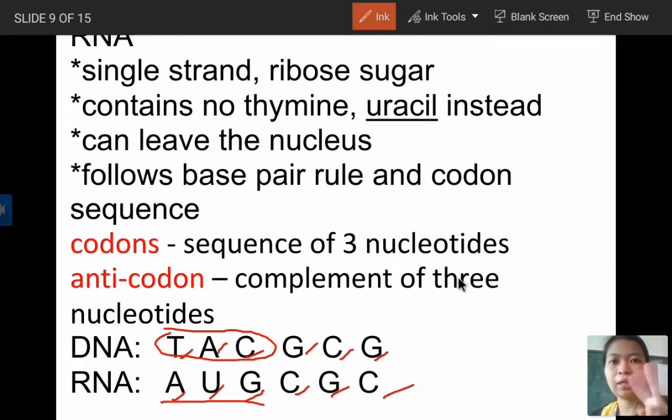Pag DNA replication, parehas lang sila. Okay, ang ginagamit sa DNA replication is thymine pa rin. But then, if it is for transcription, ang gagamitin na natin is uracil.